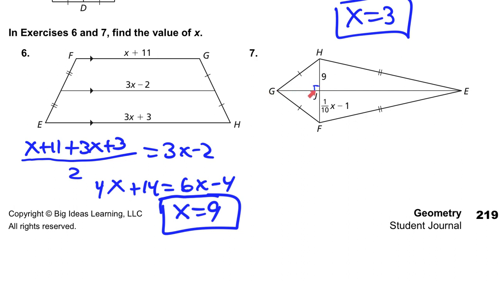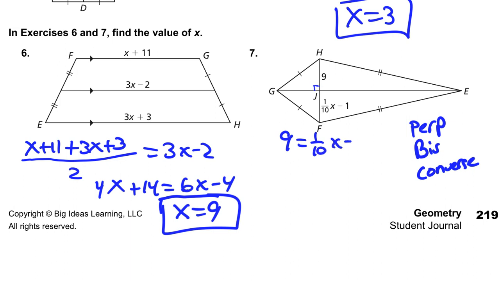Right, so we know this is perpendicular, and because it lies on the perpendicular bisector, that means 9, or JH, is congruent to 1/10 x minus 1. So we're going to talk about using our perpendicular bisector theorem converse. Because of using that, we can say that 9 equals 1/10 x minus 1. And when we end up solving this, we're going to get x equals 100.